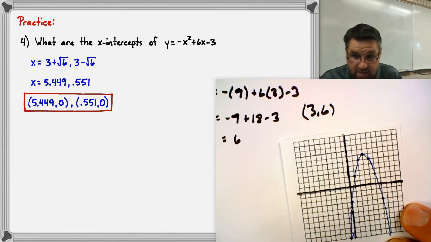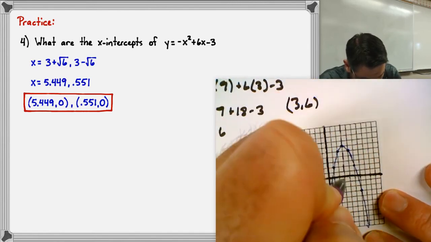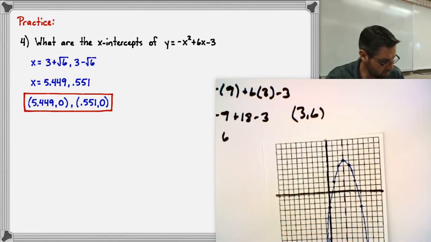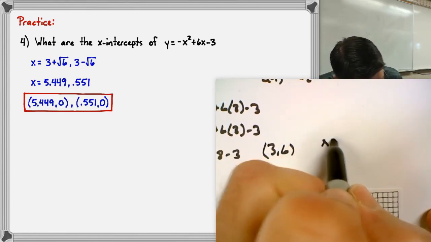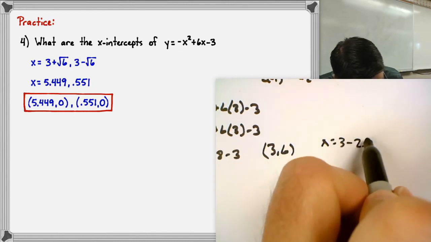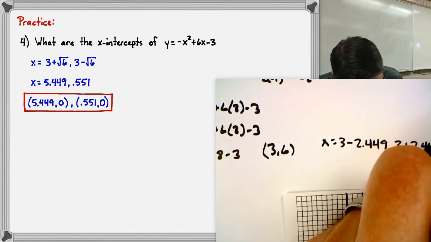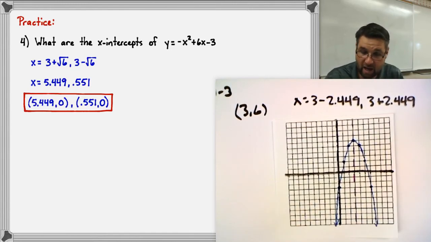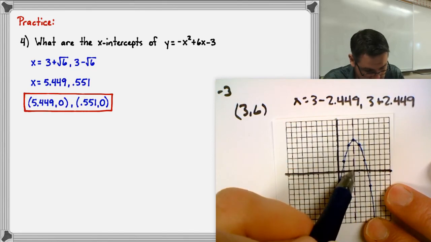Remember, the axis of symmetry is this line that the parabola is reflected about, basically. One side of the parabola is. What I want to draw your attention to is that we got a solution that said something like this for our x-intercepts early on. We got x equals 3 minus 2.449 and 3 plus 2.449. Those were the x values of our x-intercepts. Well, where did that come from? That came from this idea here that our axis of symmetry is 3.